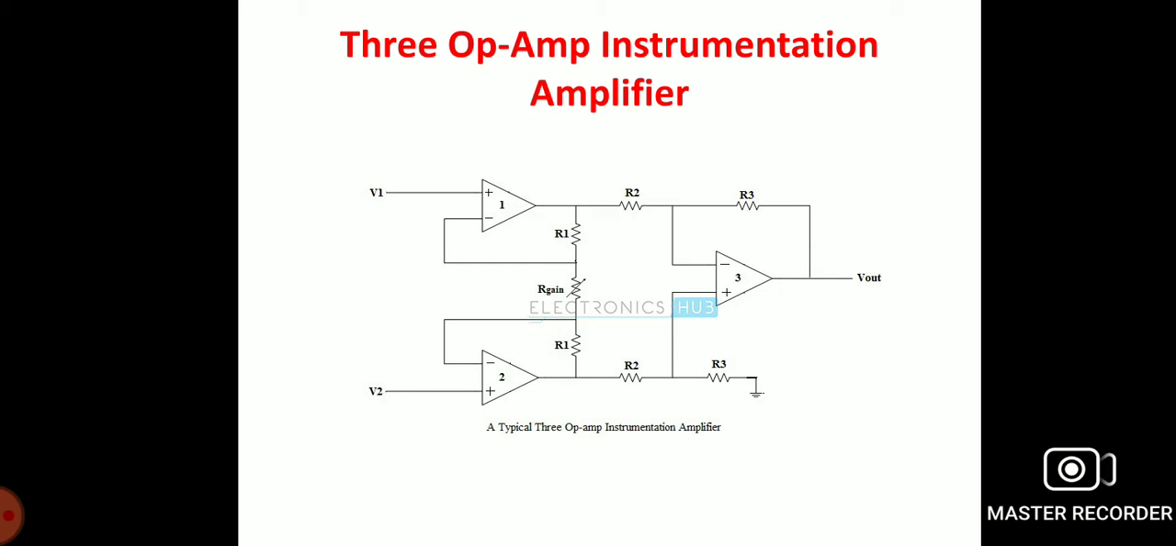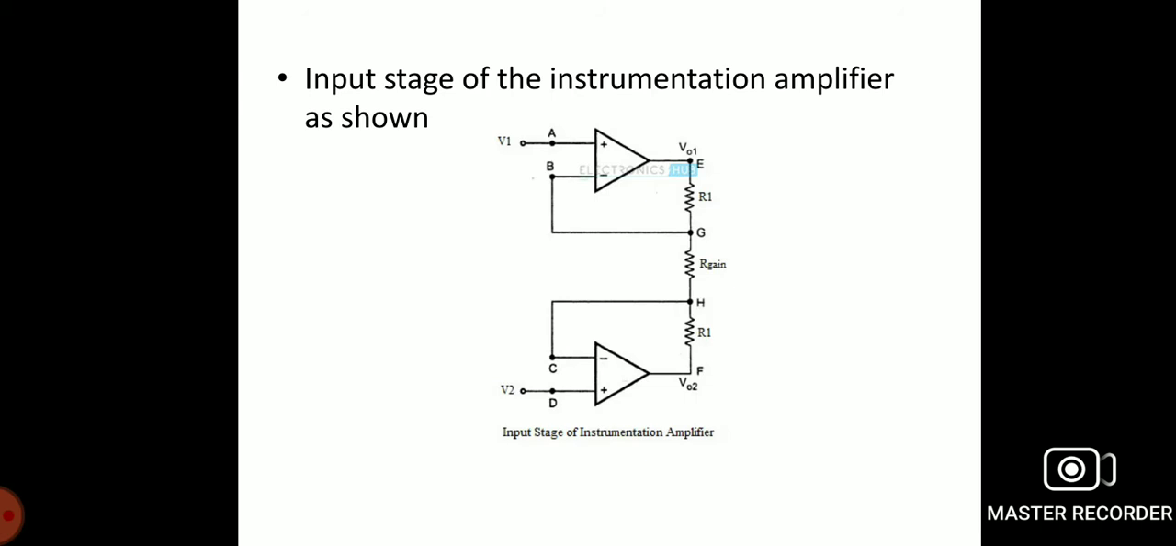If the outputs of operational amplifier 1 and operational amplifier 2 are V01 and V02 respectively, then the output of the difference amplifier is given by V out equal to R3 divided by R2 into (V01 minus V02). The expressions for V01 and V02 can be found in terms of input voltage and input resistance. Now we look at the input stage of the instrumentation amplifier.